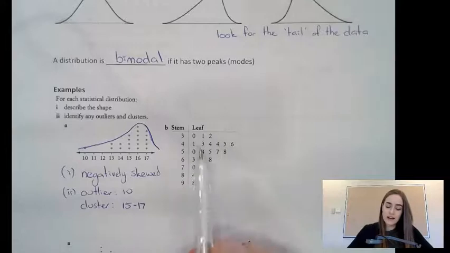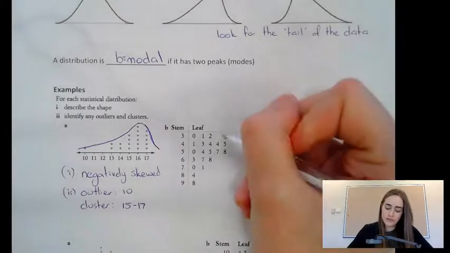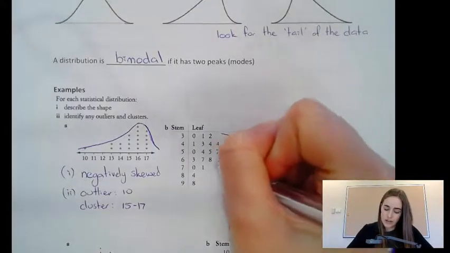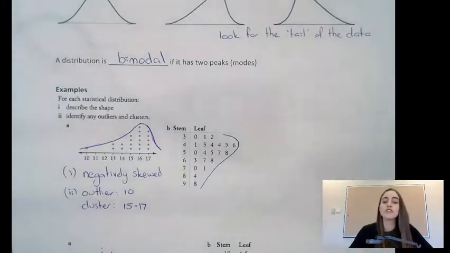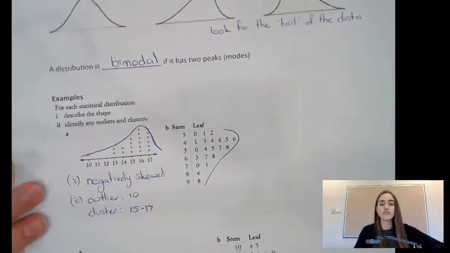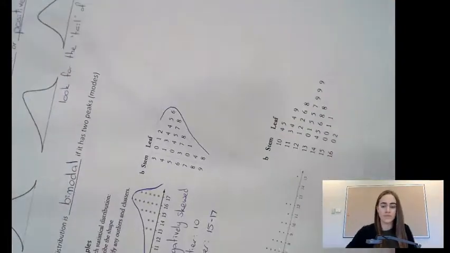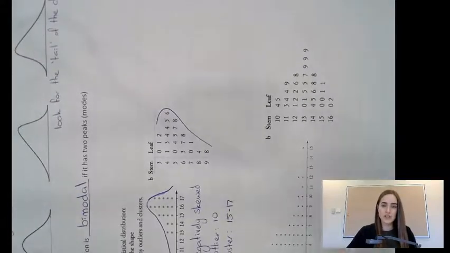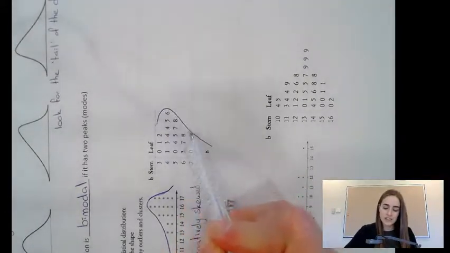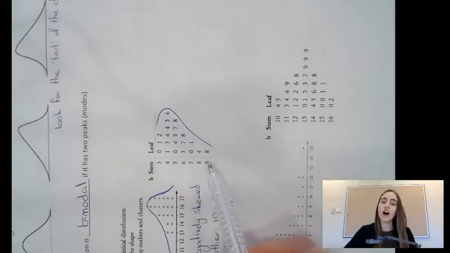All right, in our next one, we've got a stem and leaf plot. We can draw the general shape of that on, but to see whether it's positively or negatively skewed, we're actually going to turn this whole thing sideways. So when we turn it sideways like that, you can see that it's got this tail coming towards the higher numbers. So that means it's going to be positively skewed.